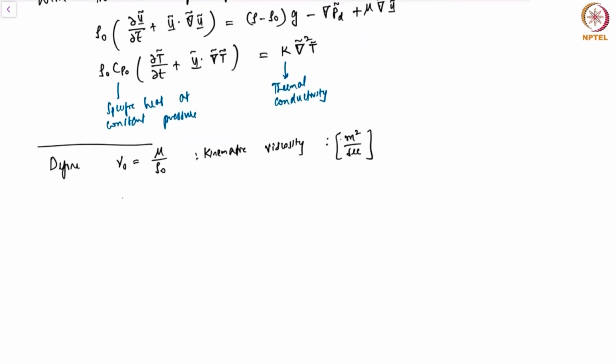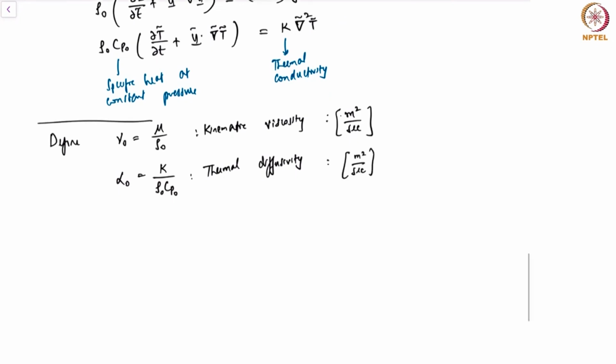And we can also define another parameter, which I'll call alpha naught, and this alpha naught would be K by rho naught Cp naught. This is called the thermal diffusivity. Just like kinematic viscosity tells us about the diffusion of momentum, alpha naught tells us the diffusion of temperature, and its units also will be meter square per second.